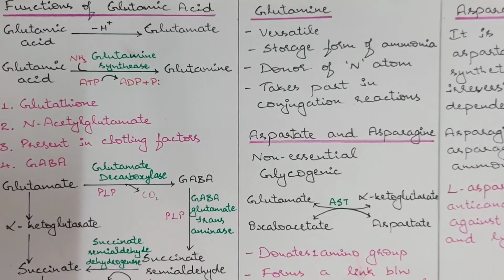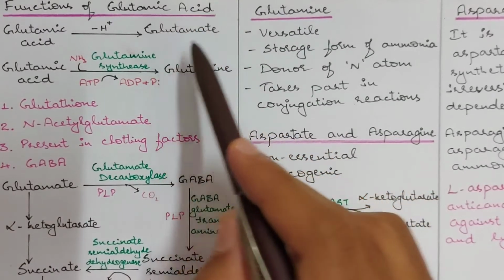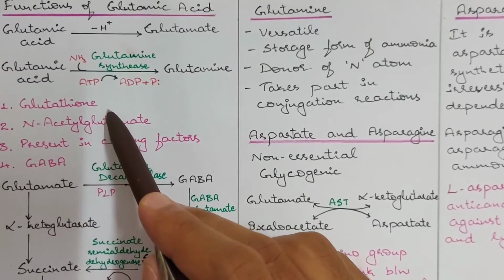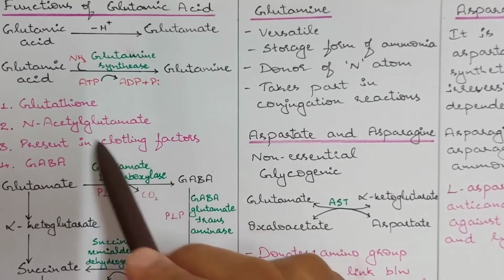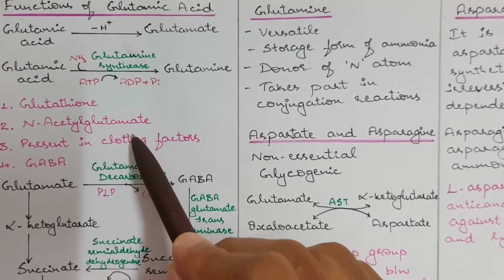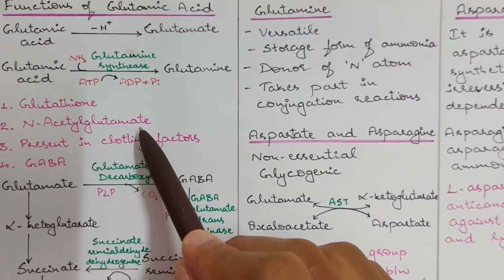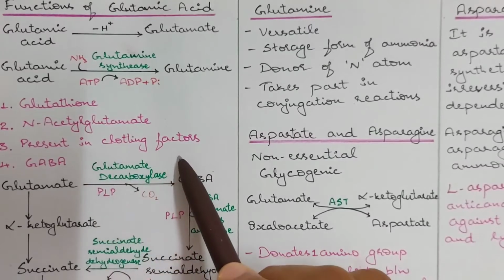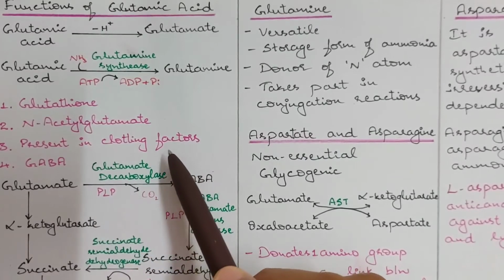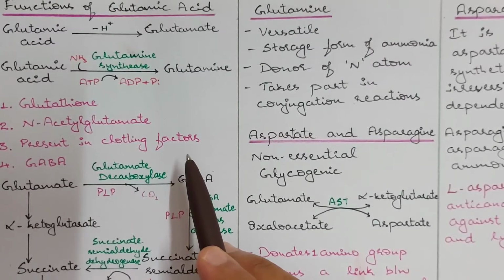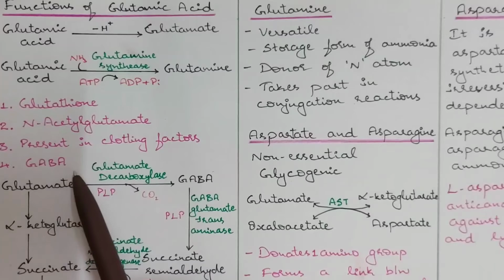Now let us study about the specialized products formed from glutamate. First one, glutathione. It is a tripeptide that contains glutamate. Second one is N-acetyl glutamate. It is an allosteric regulator of carbamoyl phosphate synthase 1, which is the first enzyme in urea synthesis. Third one, glutamate is present in clotting factors, namely 2, 7, 9 and 10 as gamma carboxyglutamate and is involved in coagulation. Fourth one is GABA, that is gamma aminobutyric acid.